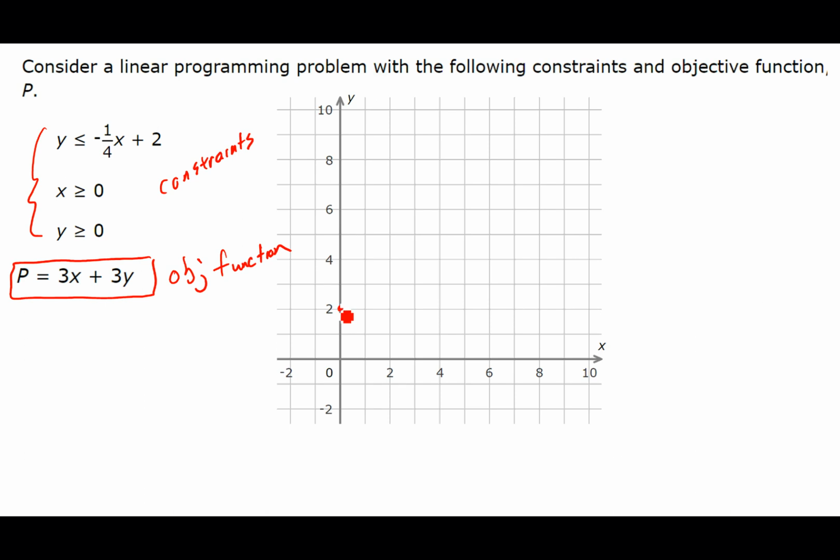2. And negative 1/4 means I'm going to go down 1 over 4, down 1 over 4. Okay, so I have that line going on. And then it also tells me that x has to be greater than 0 and y has to be greater than 0. So I've created my feasible region, which is just all of this.